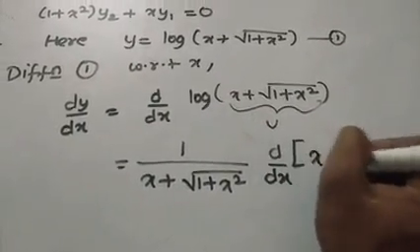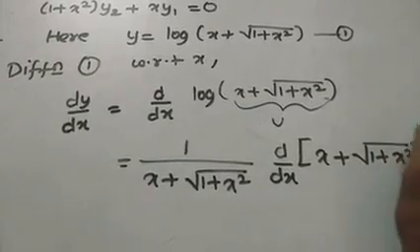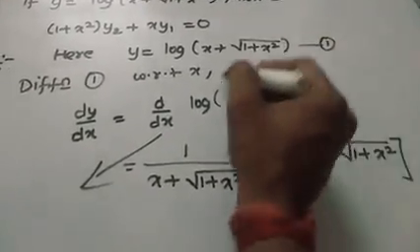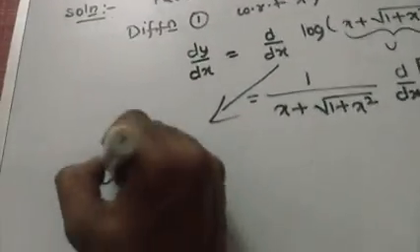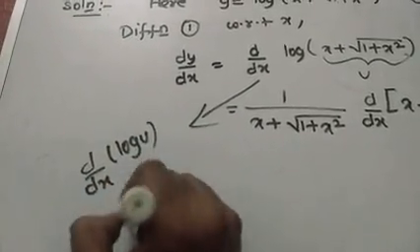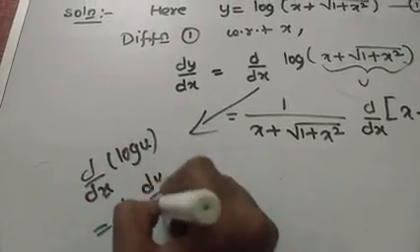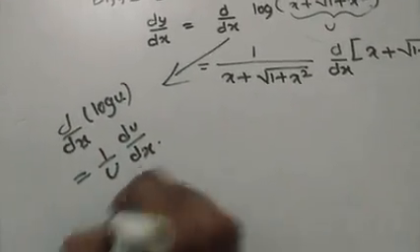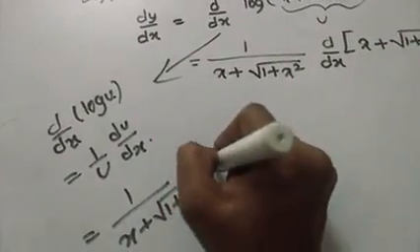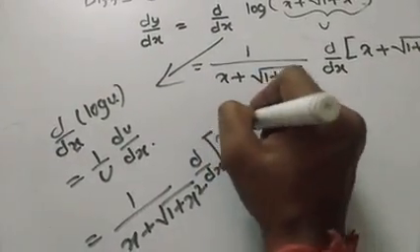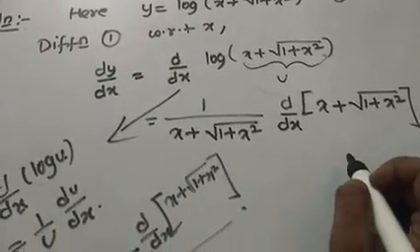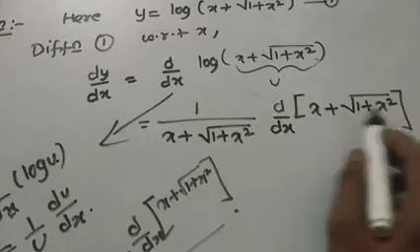What was the u here? This is the u. Suppose you assume this expression as your u, so this is nothing but d dx of log u, and d dx of log u is 1 by u times du by dx by the chain rule. And what was the u here? Just putting that value. Okay, so I've directly used that result. Clear? Now we'll differentiate this part.